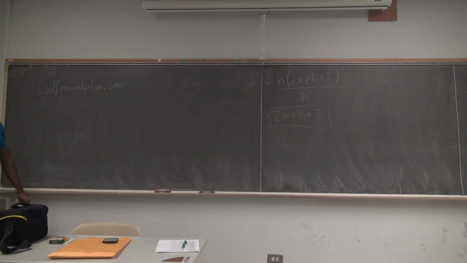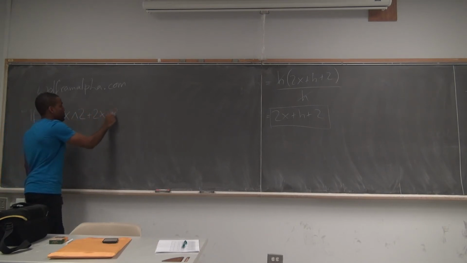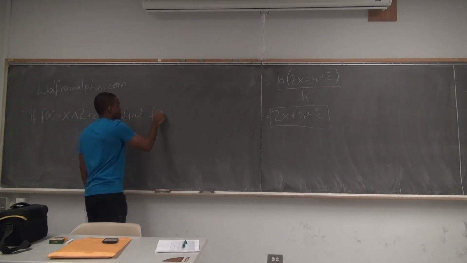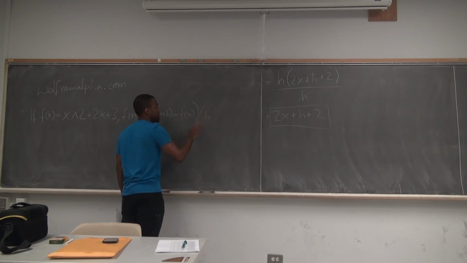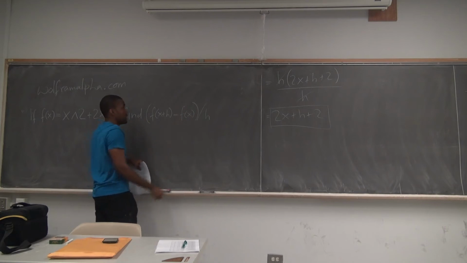So for example, we could have done this guy. If you typed in there, if f of x equals, how do you write x squared on a computer? You use the caret, right? x squared plus 2x plus 3, find f of x plus h minus f of x. On the computer, you'd have to put parentheses around this, /h, right? That's the parentheses that tell you want everything divided by h and not just this guy, right?